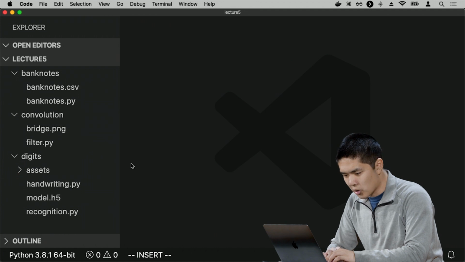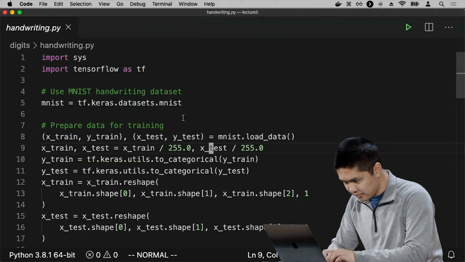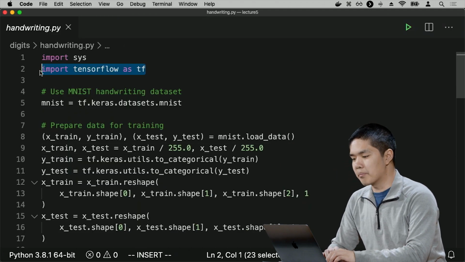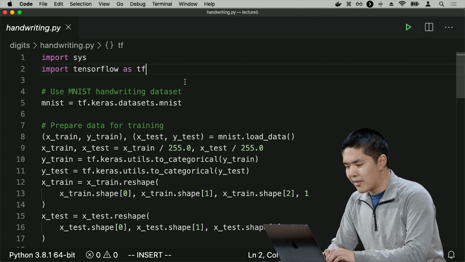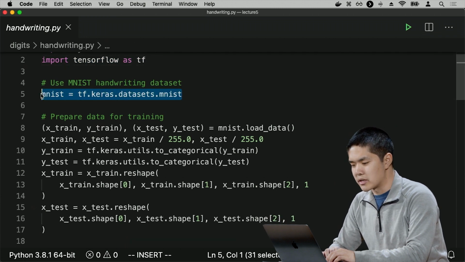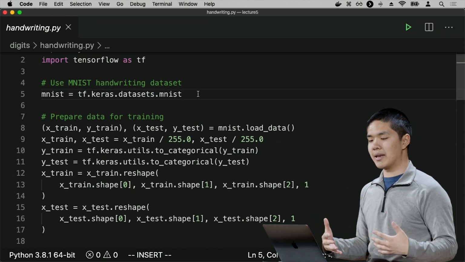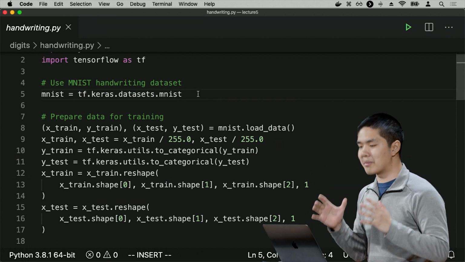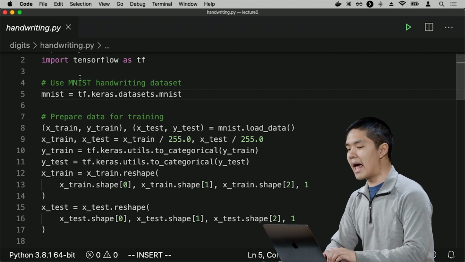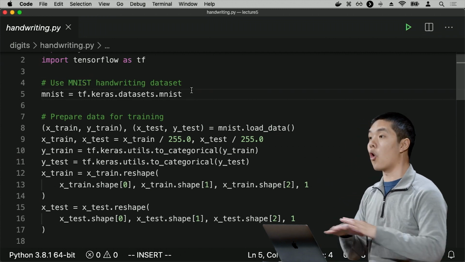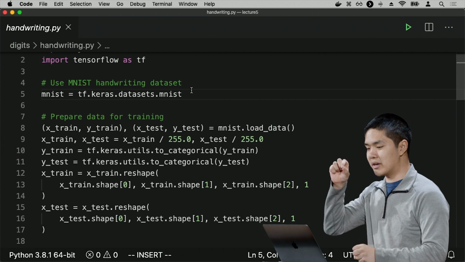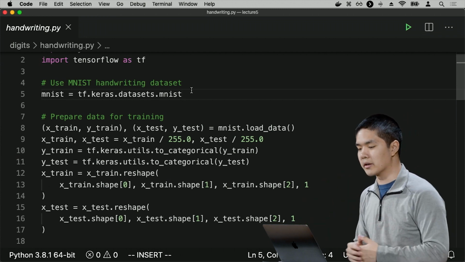So we'll go ahead and see an example of that now, where I'll open up handwriting.py. Again, what we do here is we first import TensorFlow. And then TensorFlow, it turns out, has a few data sets that are built into the library that you can just immediately access. And one of the most famous data sets in machine learning is the MNIST data set, which is just a data set of a whole bunch of samples of people's handwritten digits. I showed you a slide of that a little while ago.